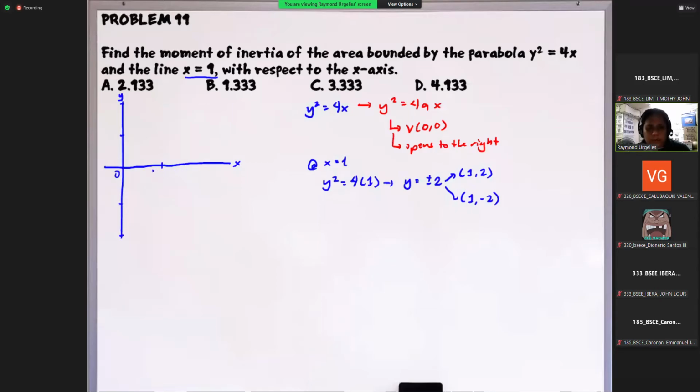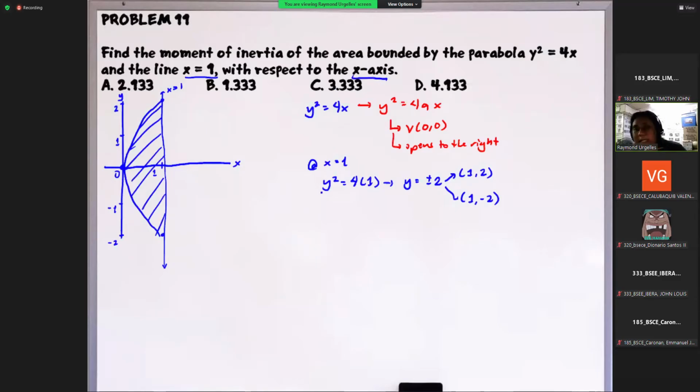Okay? So let's say this is 1. So this is (1, 2), (1, -2). Therefore we have the vertex, we have the point (1, 2) saka (1, -2). So this is the line x is equal to 1. Then this is the parabola. Okay, so ito yung kinukunan natin ng moment of inertia. Nakuha ba? So tatandaan natin ang hinahanap natin dito ay with respect sa x-axis.